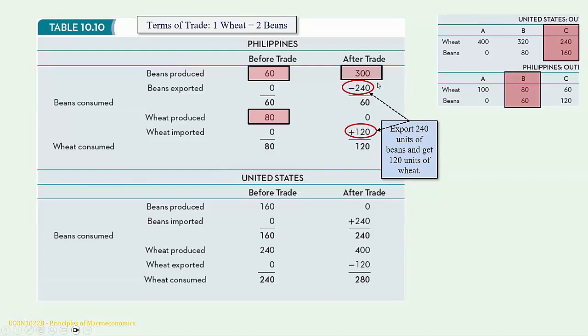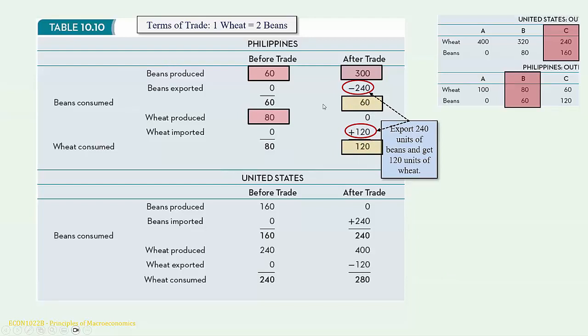And then, 120 million bushels of wheat is going to get you 240. That's the terms of trade, right? It's 1 to 2. So after trade, then we would have beans produced at 300 million bushels. The Philippines would export 240 million bushels of beans. In return, they would get 120 million bushels of wheat. Okay, so we're saying here that the Philippines is going to export this amount of beans in return for this amount of wheat, and so this is what they're going to end up with.